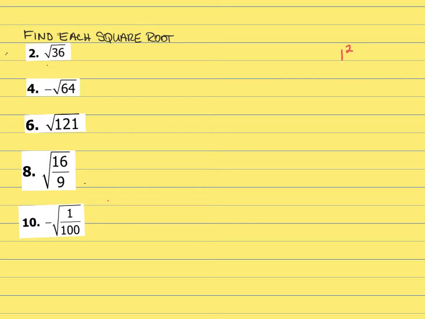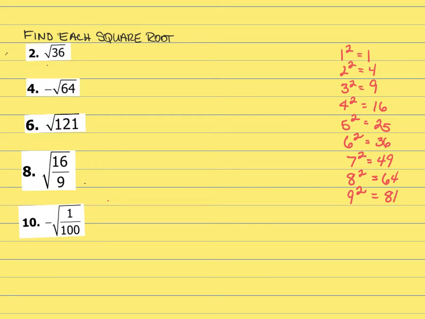So we have 1 to the second power is 1, 2 squared is 4, 3 squared is 9, 4 squared is 16, 5 squared is 25, 6 squared is 36, 7 squared is 49, 8 squared is 64, 9 squared is 81, 10 squared is 100, 11 squared is 121, 12 squared is 144, and 13 squared is 169.